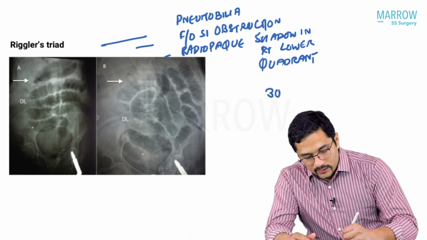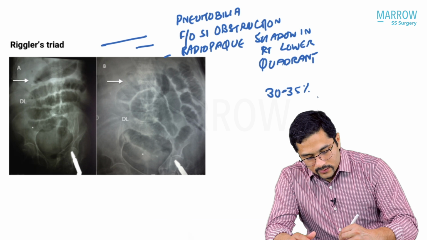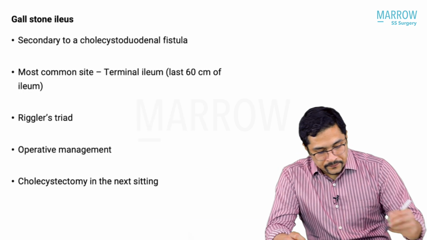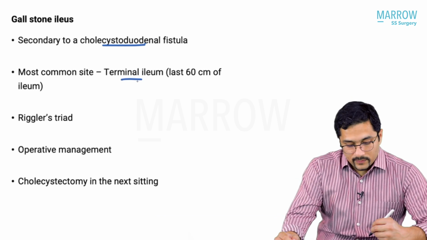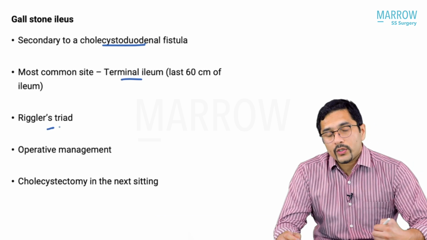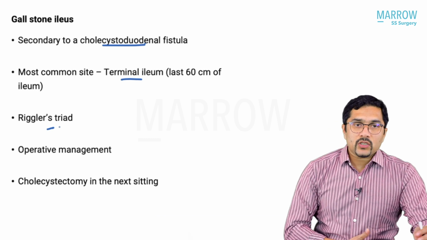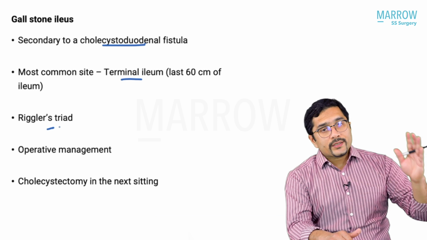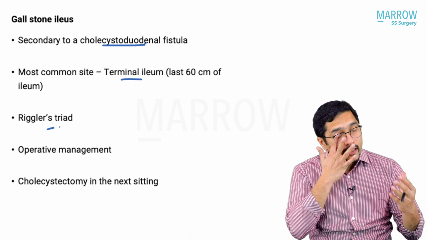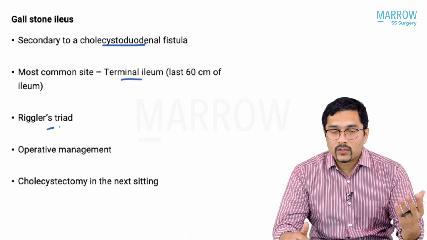I have told you it is seen in almost 30 to 35% of patients of gallstone ileus. It is secondary to a cholecystoduodenal fistula. Most common site is the terminal ileum. When a patient comes in emergency, our initial aim is to take care of the obstruction. Gallstone surgery and the fistula surgery is done as a second sitting later on, right.